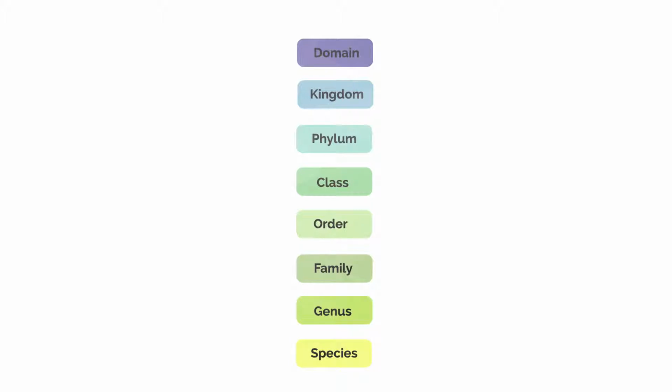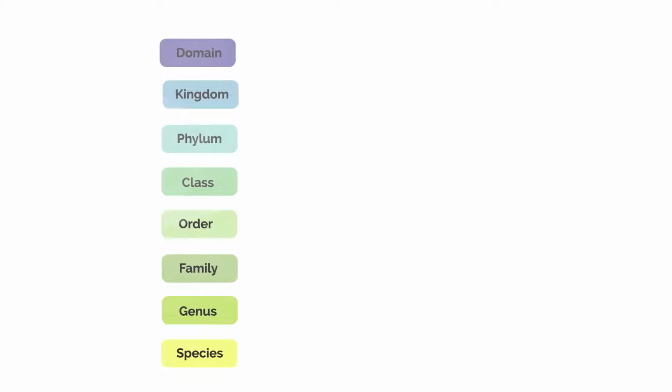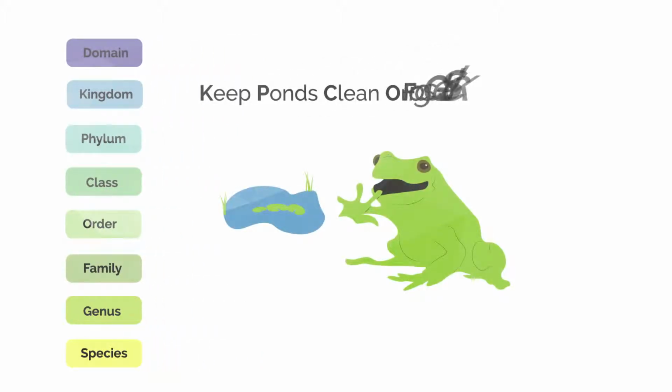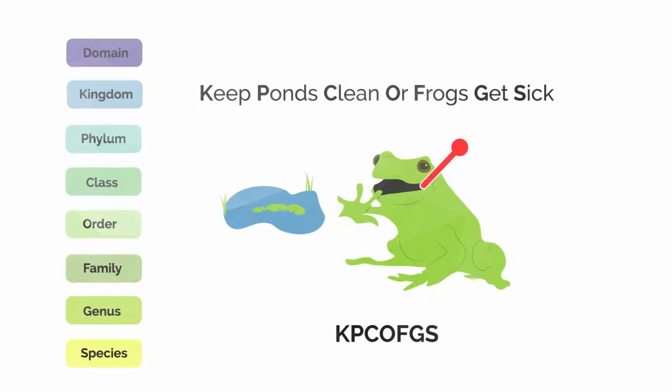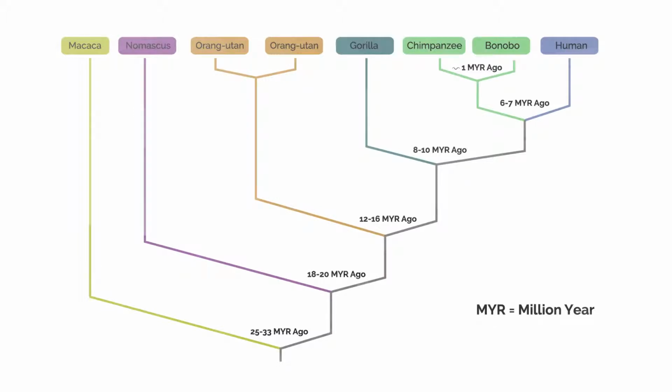The structure of Linnaeus' taxonomic groups can be seen here. You can make up a little rhyme or acronym to remember this, such as keep ponds clean or frogs get sick. By using this system of common groupings, we can develop diagrams that show the interrelatedness of organisms based on their morphological diversity. For example, this diagram of a taxonomic tree shows that humans are more closely related to chimpanzees than they are to gorillas.